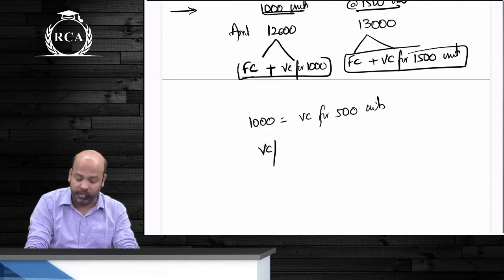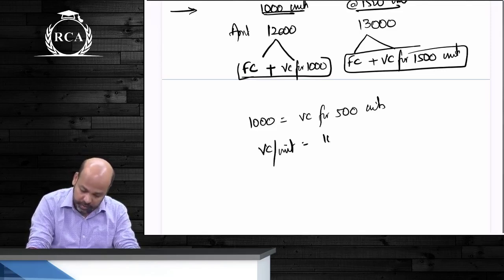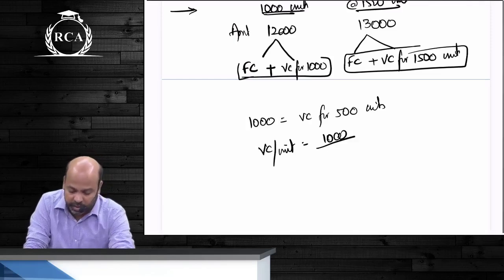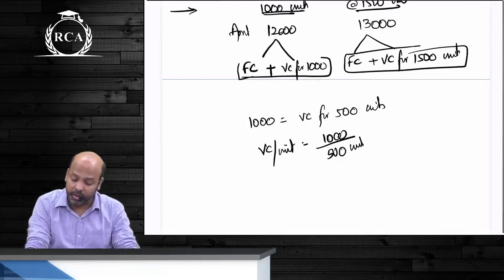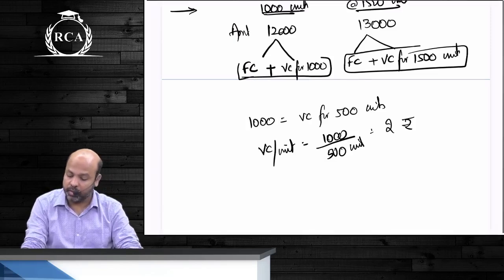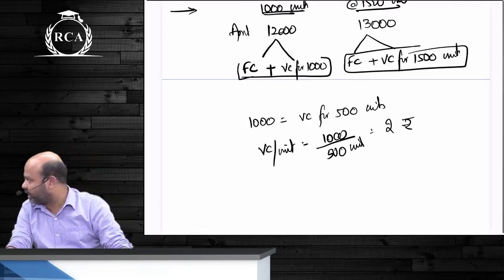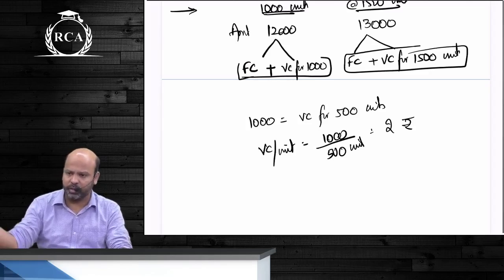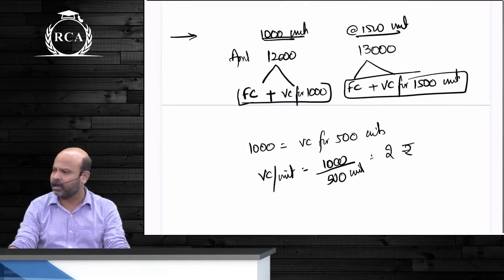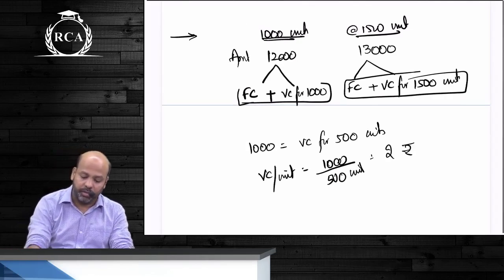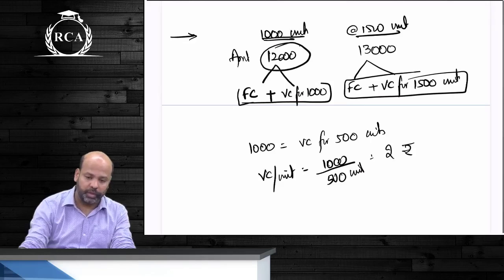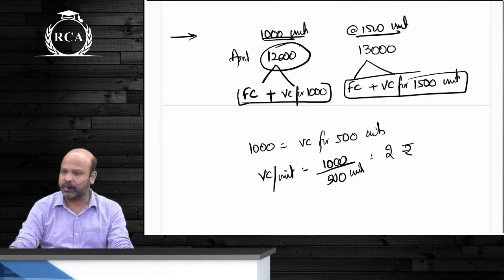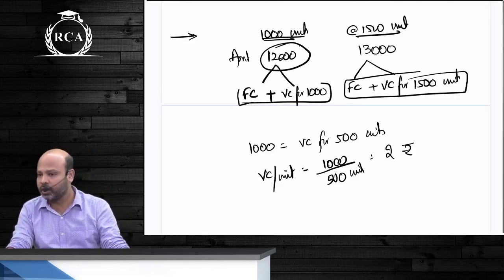What do you think will be the variable cost on a per unit basis? 2 rupees. 1000 rupees divided by 500 units, guys, will be the variable cost. Once you get this variable cost of 2 rupees, you can compute the amount of fixed cost. Pick up any volume level, doesn't make a difference. The answer is going to remain constant. We know that this includes variable cost of how many units? 1000 units. 1000 multiplied by 2 rupees per unit. Your total variable cost is 2000.